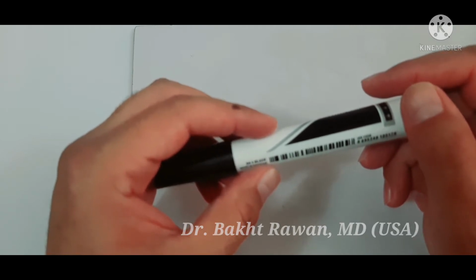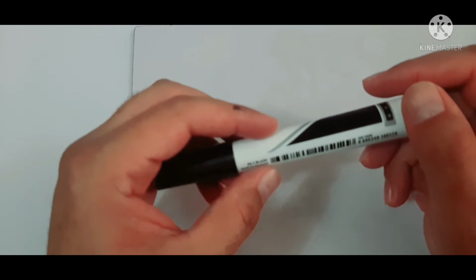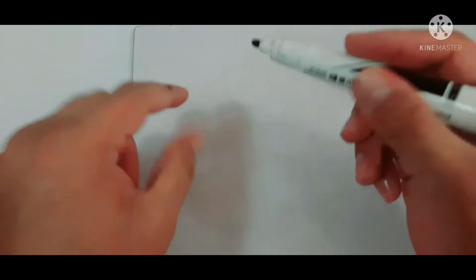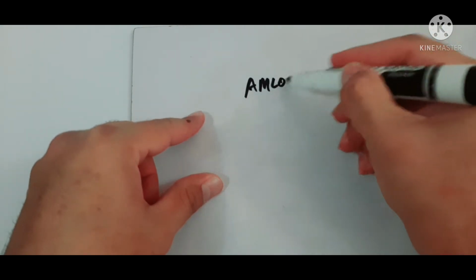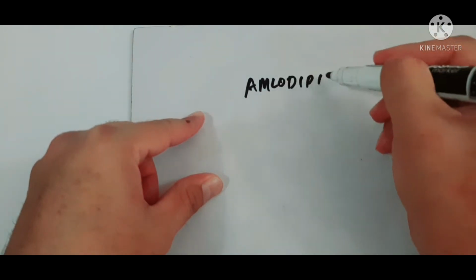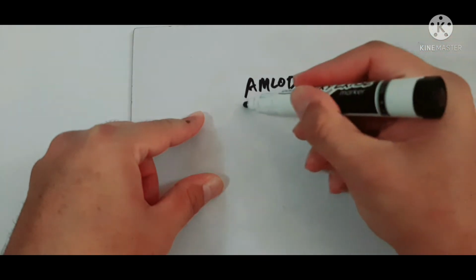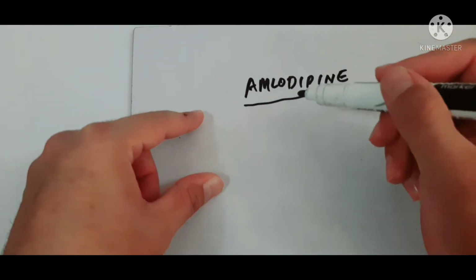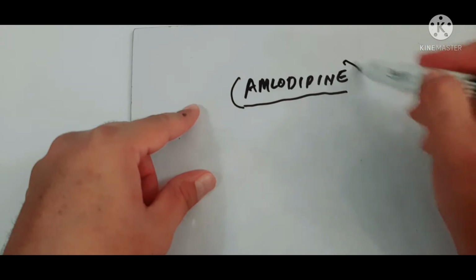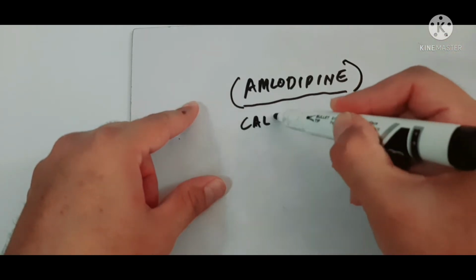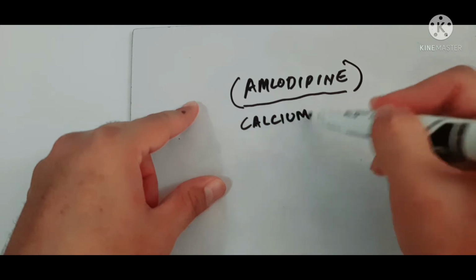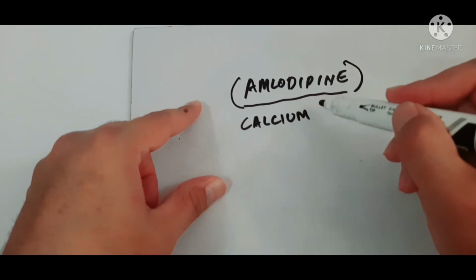Today we are going to discuss one of the anti-hypertensive medications, that is, a medication used for high blood pressure, and it is amlodipine. Amlodipine is a commonly used anti-hypertensive medication. It is a calcium channel blocker, a class of medications which are calcium channel blockers.